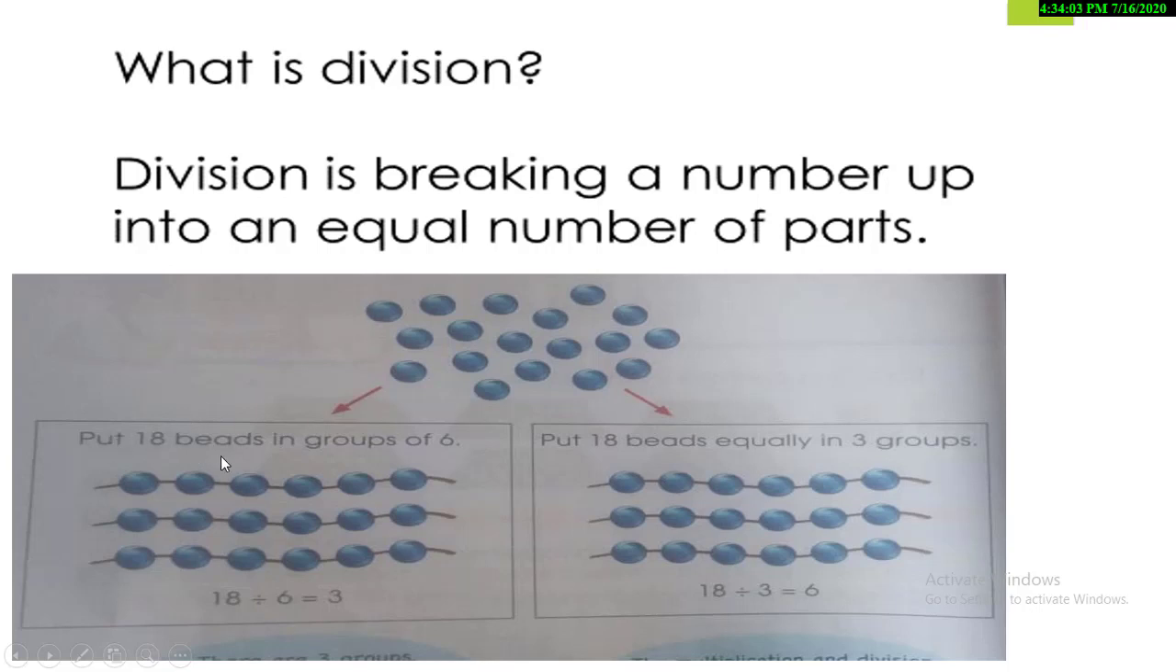So put the 18 beads, sorry, they are not balls, they are beads. Put 18 beads in groups of 6. Groups of 6 means you are going to read the 6 times table. 6 ones are 6, 6 twos are 12, 6 threes are 18. So the total number is written at the first place. And when does the 3 come? When you read the 6 times table, you understand that 6 threes are 18. You can move your pencil like this. 6 threes are 18.